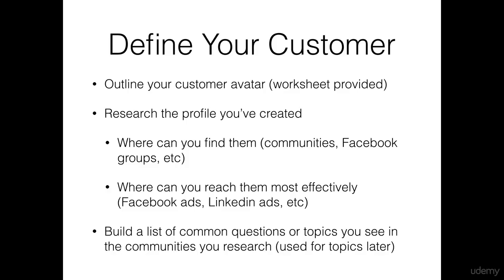Then I want you to build a list of common questions or topics you see in the communities you've researched. You're going to use these for the topics that you can use in your backlog for content later on. So as you go through the communities, if you see certain questions that have a lot of comments or have a lot of traffic to them or have a lot of views or shares, those are great topics to write down because they may be of use later when you go to reference back and try to build out your content marketing strategy, the plan for the next 90 days.